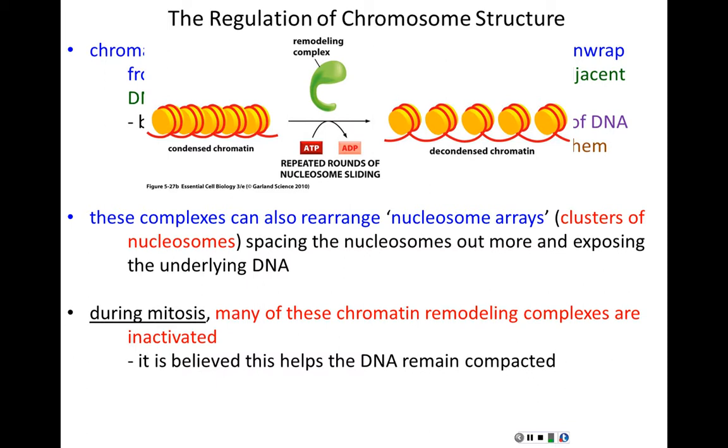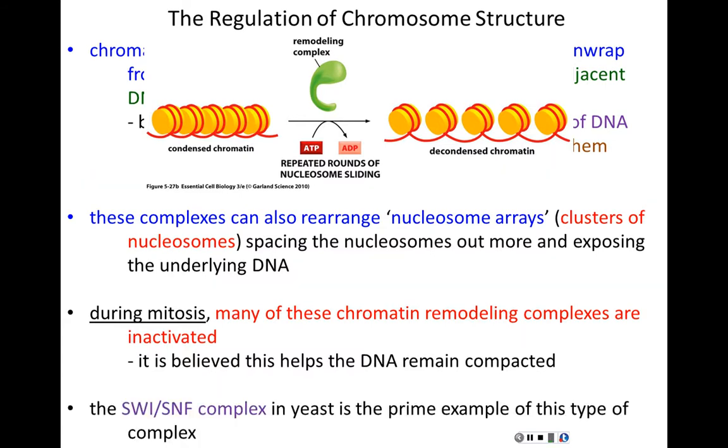During mitosis, we want chromosomes in their most compact, most packaged form, and so we would not want chromatin remodeling complexes to be scooting around and being active under those conditions. The SWI/SNF, or switch-SNF, complex from yeast is the prime example of this type of complex, and shameless plug, but my research does heavily involve the switch-SNF complex. I'm very interested in how chromatin remodeling complexes loosen up DNA for gene expression.